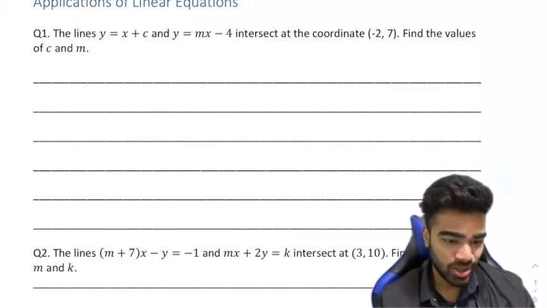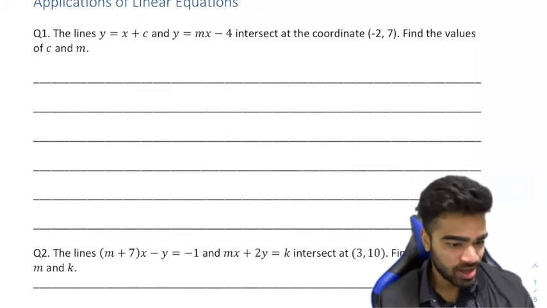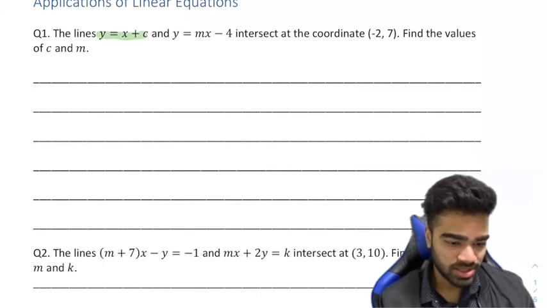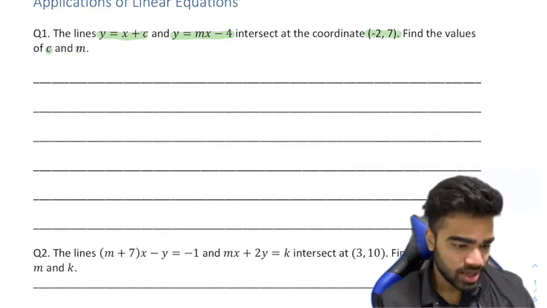Okay, so it's two lines. Again, I'm going to do the same method. I'm going to underline all the important information in every question. So two lines, y is equal to x plus c, y is equal to mx minus 4, intersect at the coordinate negative 2 and 7. Find the values of c and m.